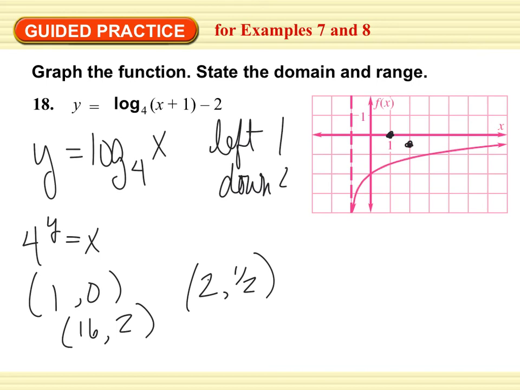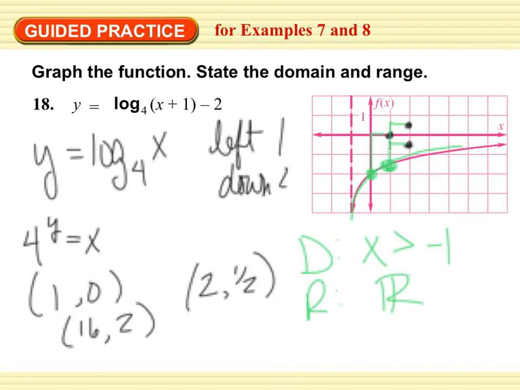I'm going to change colors. Left 1 down 2. Left 1 down 2. Perfect. Left 1 down. Oh, I went the wrong way. That black dot is not correct. Over 2 up 1/2. Over 2 up 1/2. Thank goodness. Now let's go back to green. Left 1 down 1, 2. Woohoo! My new curve. Where my domain x is greater than -1, and my range is all real numbers.